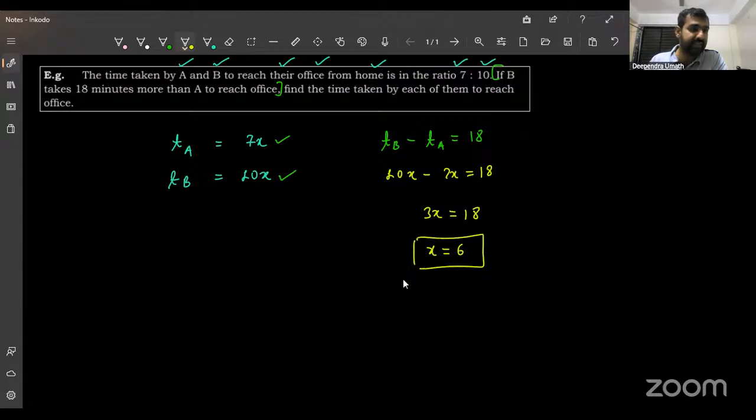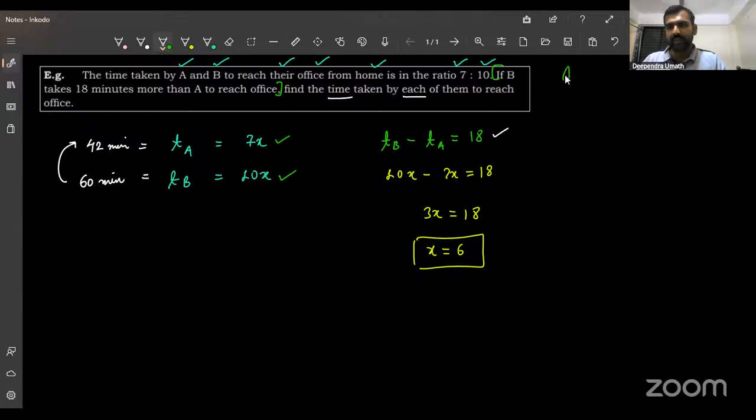And when you say that x is going to be 6, what I can also say is the time taken by each of them to reach the office. So 7x means what? 7 into 6, which is 42 minutes. Here, 10 into x, which is 10 into 6, which is 60 minutes. And I hope you all can see 60 minus 42 is 18, which is obviously going to happen. So I hope you all are able to understand this quite easily, that this is how easy these questions are. So 42 and 60, that's the brilliant part. And I hope the other students have also understood it quite easily.